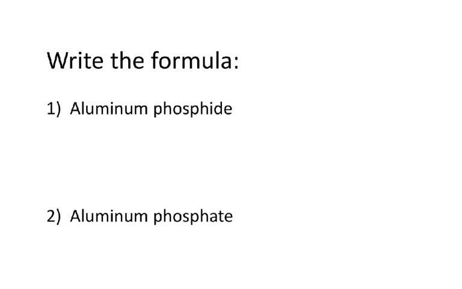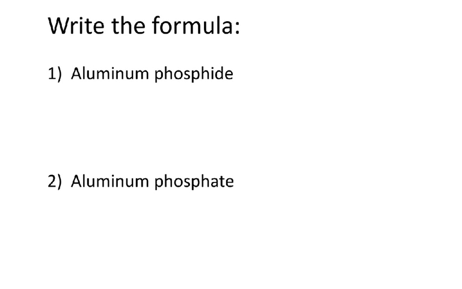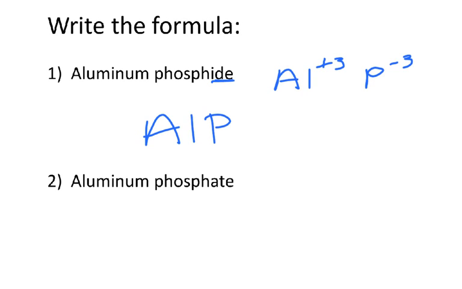Okay, so let's look at this. We're going to write 2 formulas. The first one is aluminum phosphide. Now, phosphide ends in IDE, and since the IDE is not cyanide or hydroxide, I know that it is just P, phosphorus. I'm going to cross that down, and I'm going to get AlP.